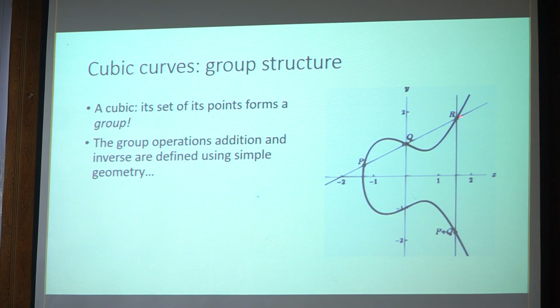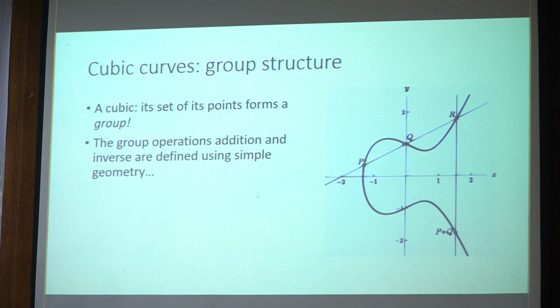And then we take the third intersection point with the cubic. So we remind ourselves that this is a line. It's defined by a degree 1 equation. The cubic has a degree 3 equation. I substitute one into the other. I get a one variable equation of degree 3, and that will have 3 solutions. So one solution is P, one solution is Q, and then the last solution is going to be this new point R. And then there is a little twist that I have to reflect that point in the real axis. And this is defined to be the sum of the 2 points in this group structure.